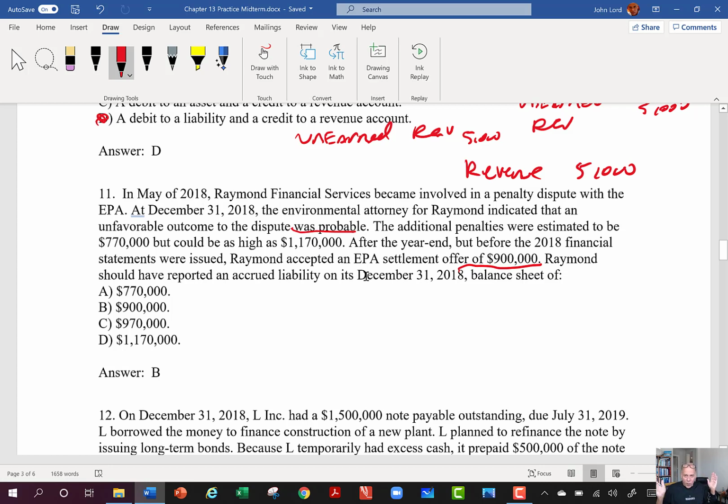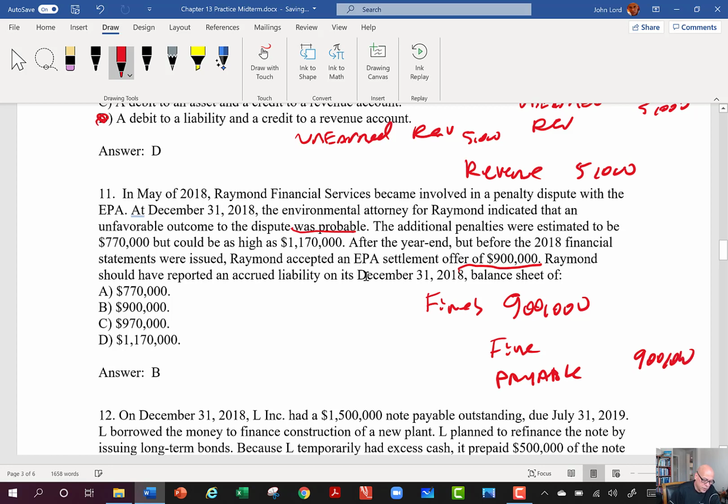Well, I don't have to ignore now that information, even though it wasn't paid out until the next year. I now have a good, solid estimate of what my liability really was at December 31st, 2018 in this case. So I would go ahead and debit my fines, I guess, whatever they would call that account, for the $900,000 and credit fine payable, whatever. Okay, they might have some more fancy names for these, but the liability is going to be $900,000.